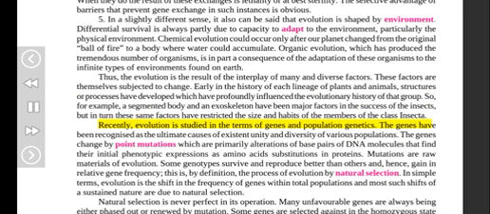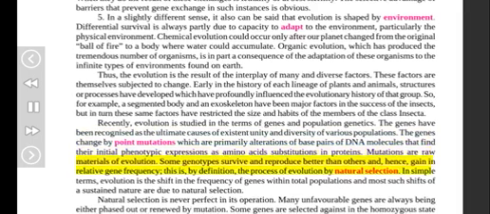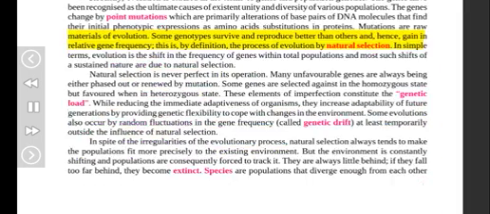Recently, evolution is studied in terms of genes and population genetics. The genes have been recognized as the ultimate causes of existent unity and diversity of various populations. The genes change by point mutations, which are primarily alterations of base pairs of DNA molecules that find their initial phenotypic expressions as amino acid substitutions in proteins. Mutations are raw materials of evolution. Some genotypes survive and reproduce better than others and, hence, gain in relative gene frequencies. This is, by definition, the process of evolution by natural selection.